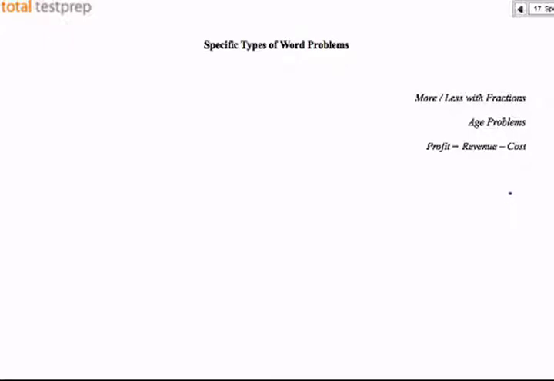Another type of specific word problem is the profit equals revenue minus cost word problem. This is a question that asks you to find either the revenue of something or the cost of something or the profit of something where you're given the two other variables. So if you're given the profit and the revenue, you might be asked to find the cost or vice versa.